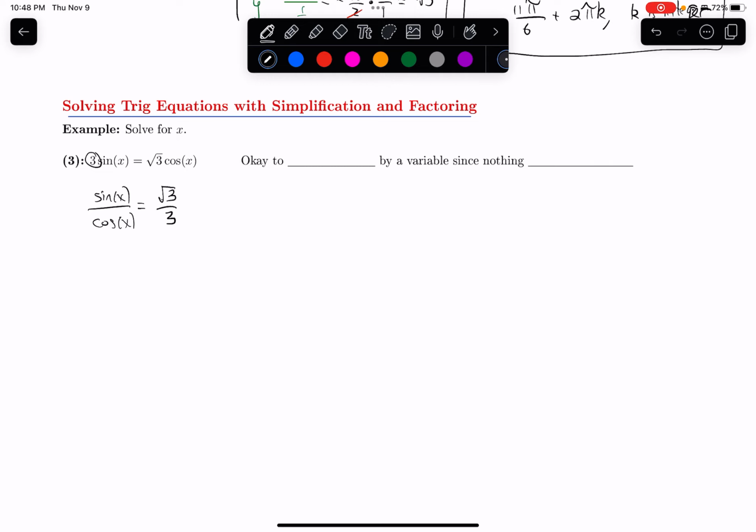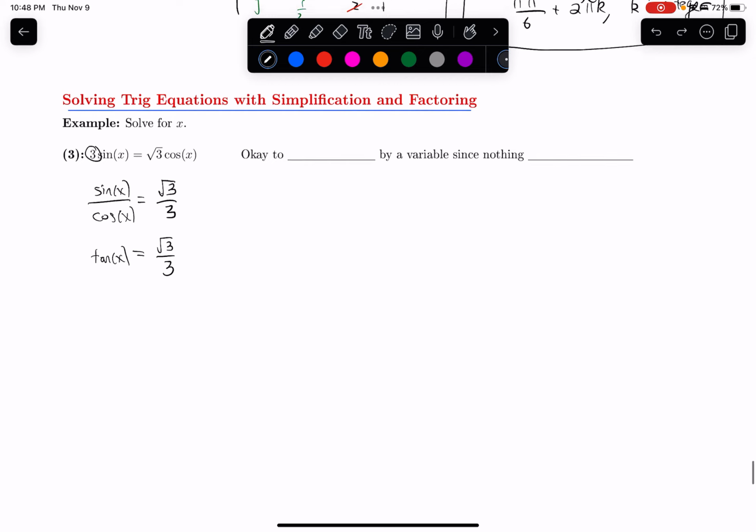And the reason why I did that is now when I have sine x over cosine x, well, that simplifies very nicely. That is just tangent x. So we have tangent x equals root 3 over 3. All right. So we're going to need to figure out when this happens. When does tangent of x equal root 3 over 3?